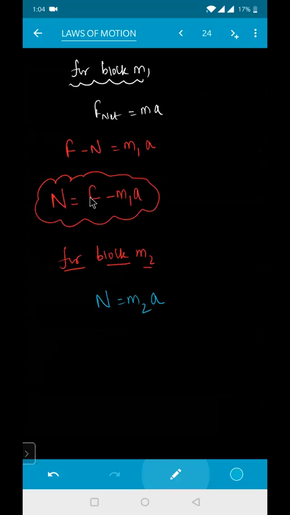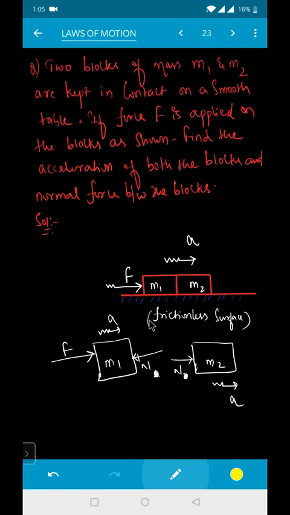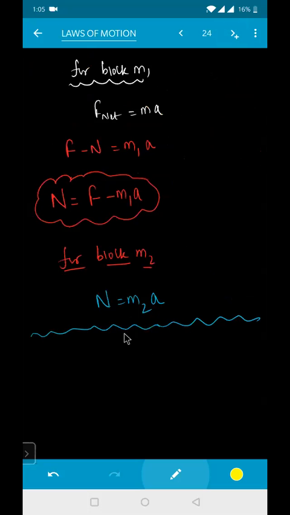ठीक है ना? फॉर m1 नॉर्मल कितना है? F माइनस m1 इनटू a है। फॉर ब्लॉक m2 नॉर्मल कितना है? m2 इनटू योर a है। ठीक है? ये दोनों की वैल्यू सेम आना चाहिए। अब देखो कैसा करना है अपने को। ये देखो, ये दोनों सामने सेम डायरेक्शन में जा रहे हैं, तो दोनों मिलके जा रहे हैं ना, तो फोर्स कितना हो जाएगा?